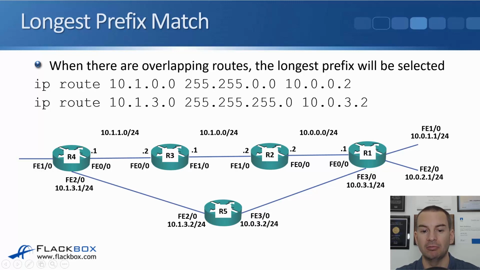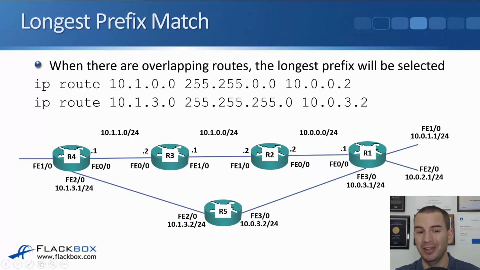So I'm also going to add a route for that as well, which is IP route 10.1.3.0, 255.255.255.0, 10.0.3.2. Now, you see if I send traffic to 10.1.1, well, that only matches one of these routes, which is the top one. Obviously, it doesn't match 10.1.3, so it will take the top route and it will go via R2 at 10.0.0.2.